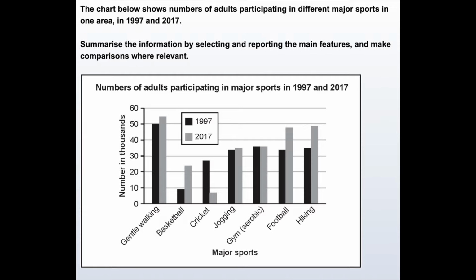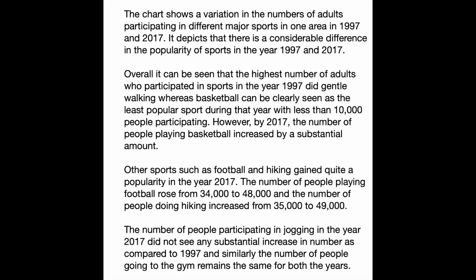Here you can write it down as: the number of people participating in jogging in the year 2017 did not see any substantial increase in number as compared to 1997, and similarly the number of people going to the gym remains the same for both the years. So basically in the last paragraph we mentioned just a little bit about jogging and gym, because in these two areas there was not much of a change. In gym there was no change at all, and in jogging as well the change was really minute.